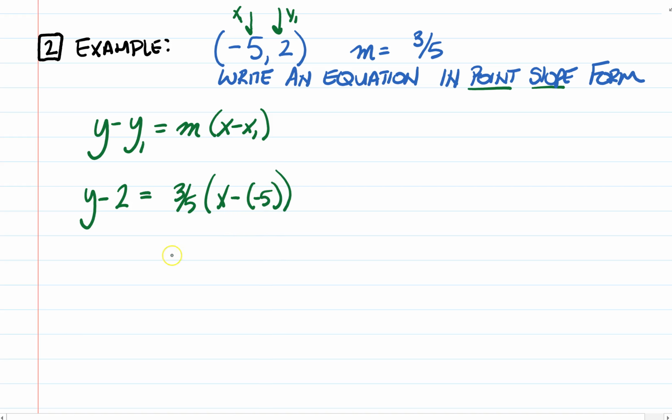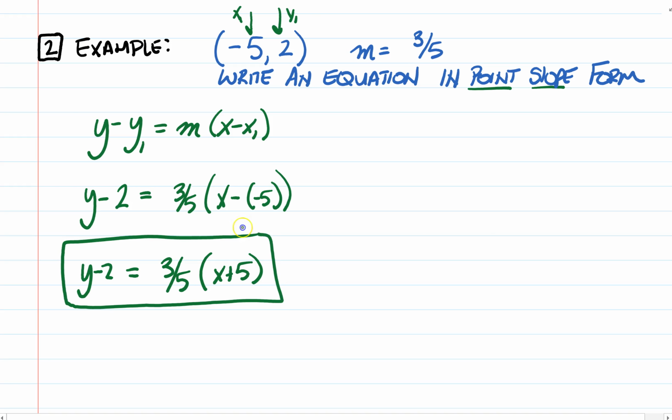Now you have to be careful and adjust your signs, but you get y minus 2 is equal to 3/5 times the quantity of x plus 5. And that's all you have to do. You don't need to go any further because this is now in point slope form. Point slope form is a really convenient way to write the equation of a line, and it's often overlooked. So I'm glad that we're going to actually talk about it and use it.